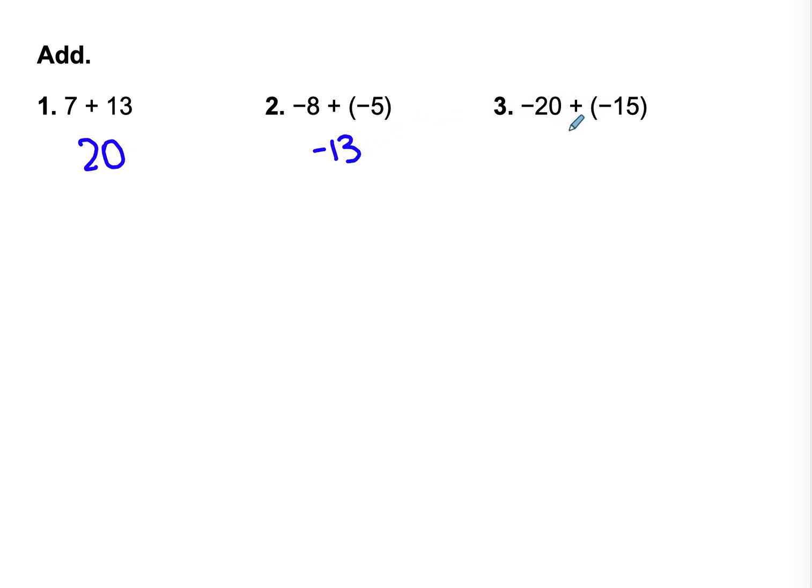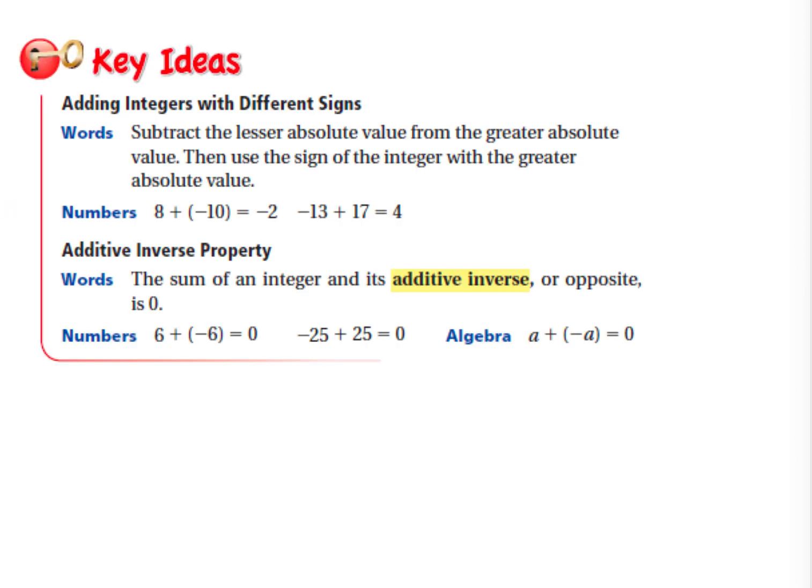And on our last one, -20 plus -15. Same signs, find the sum. That's going to give us a -35. All right, so for this next one, adding integers with different signs. The words here say subtract the lesser absolute value from the greater absolute value, then use the sign of the integer with the greater absolute value. Okay, so that's how the book words it. I say different signs, find the difference, which I've already said a couple times so far, but I'm going to write it down here for you.